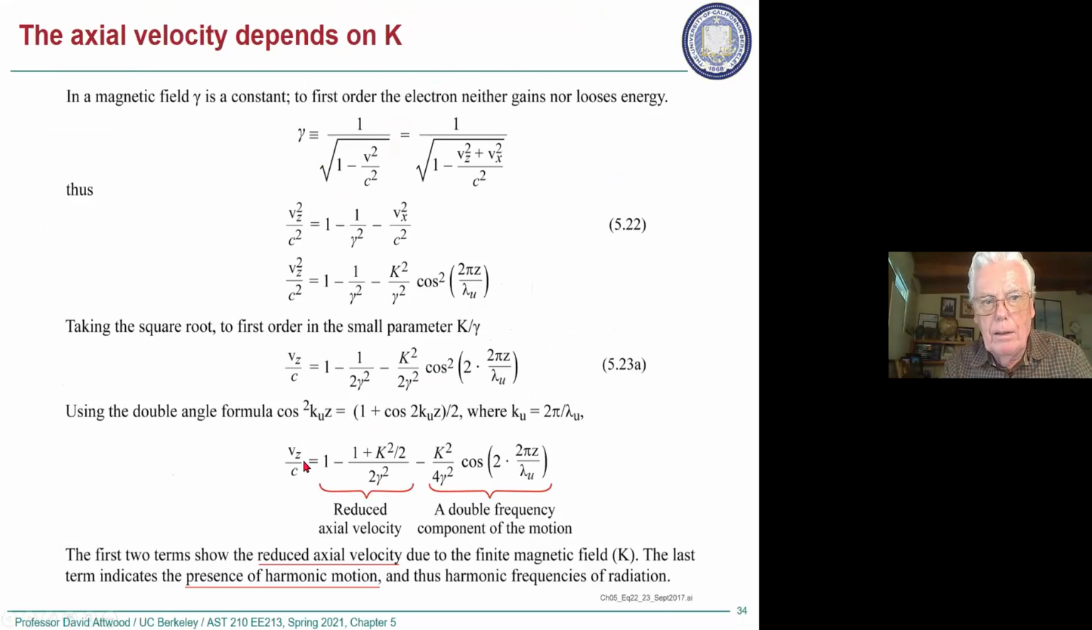Here, the VZ, not time averaged, so now it's got everything there. There is a slowing down term, okay? But there's also a double frequency in the axial direction. This is VZ. So this is saying that VZ is moving along, slowed down somewhat, but then there's sort of like a sloshing back and forth axially. So the electron is going through almost the speed of light, a little bit less, but on top of that, there's a little oscillation at a double frequency. Double frequency is a harmonic.